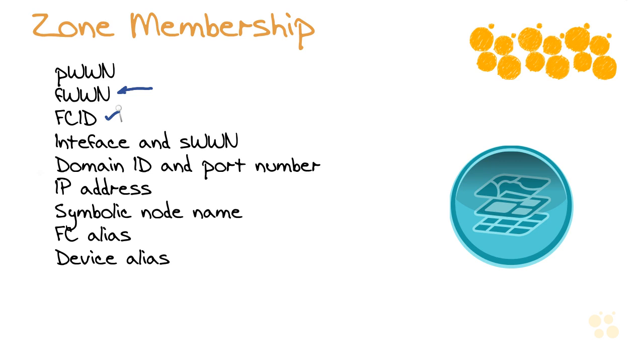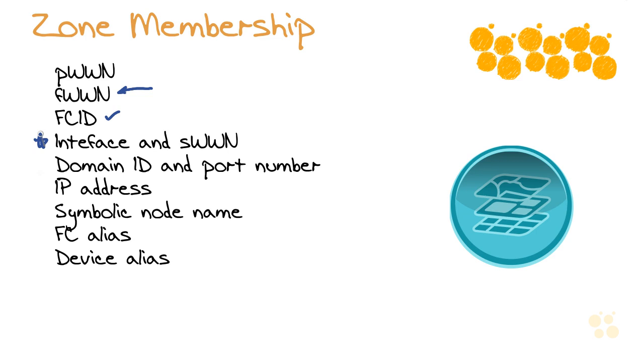Another popular option, the fiber channel ID. Keep in mind that if you were going to use the fiber channel ID of the N port attached to the switch, you would want to be doing static fiber channel ID assignments in your infrastructure. Now, I'll put an asterisk next to this one, because interface and switch worldwide name could be done, but keep in mind that this isn't an official standard yet.